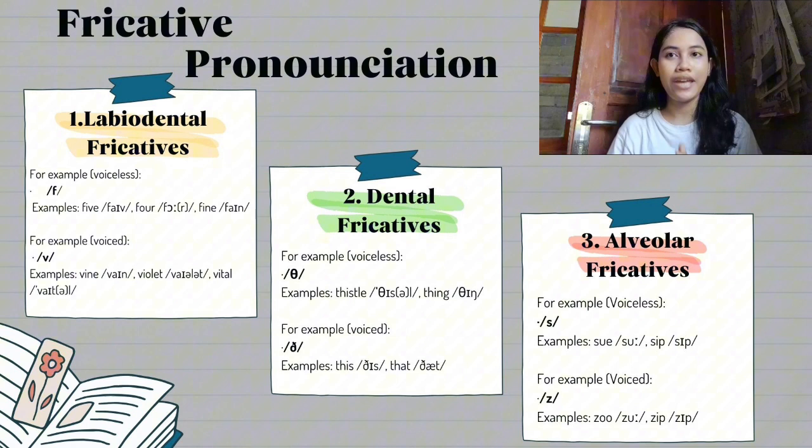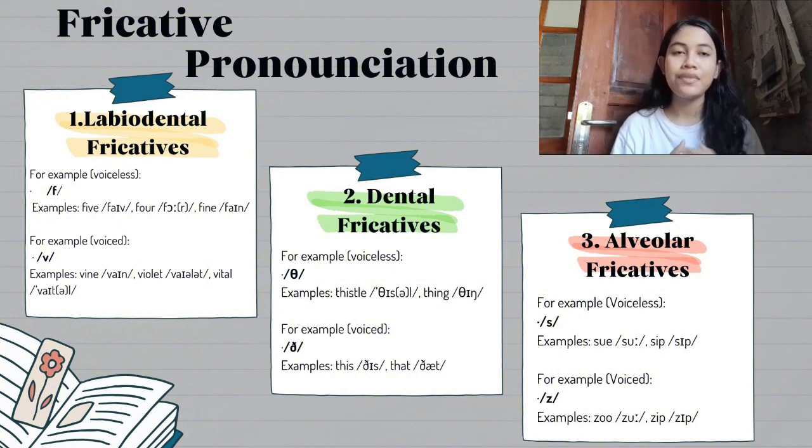Alright, the second one we have is dental fricatives. The tip of the tongue against the teeth creates these fricatives. And this one is voiceless. For the examples of the words, think, thin. And the second one we have is voiced. The examples of the words are this and that.